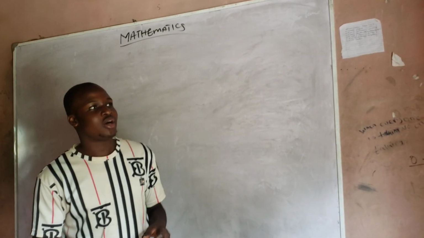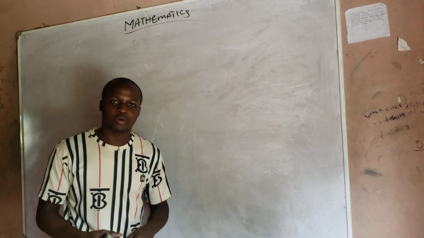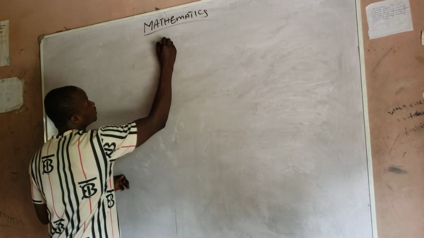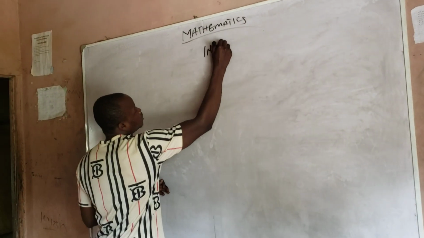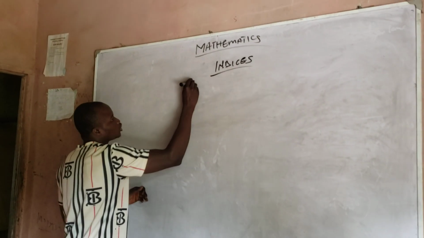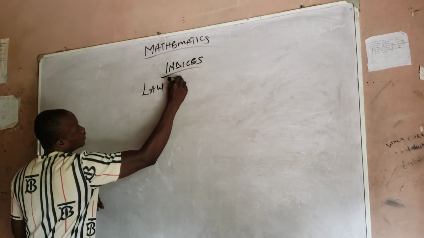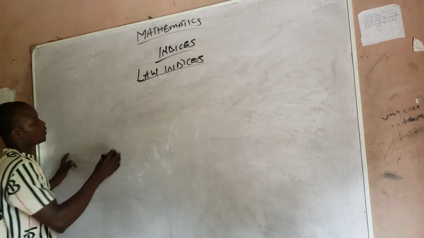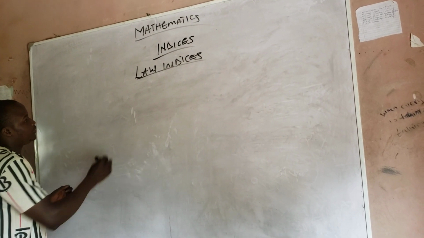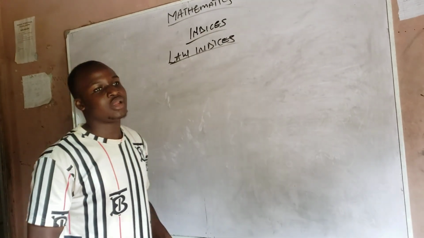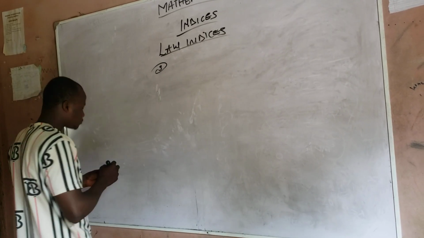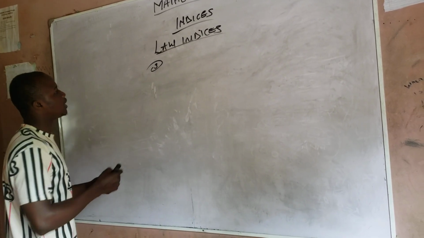So in this video, we are going to continue from where we stopped. We discussed law of indices in our previous lesson, right? We explained the multiplication law, we've explained the division law. So now let's go to the next law, which is number 3. Then the third law is power law.